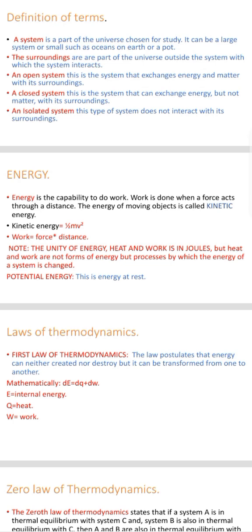So energy is the ability or capability to do work. Now, what is work? Work is said to be done when a force acts through a distance. From there, we generate the formula: work is equal to force times distance, or force multiplied by what? Distance. So the energy of moving objects is called kinetic energy.